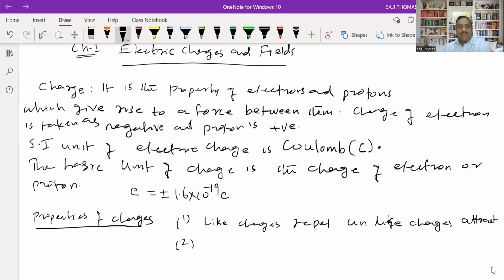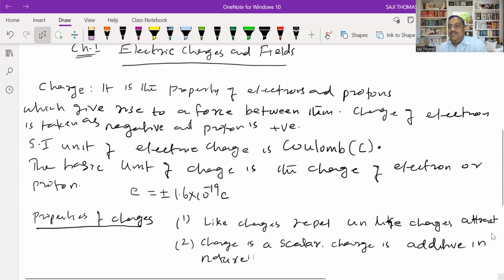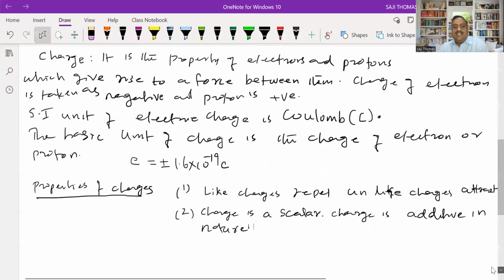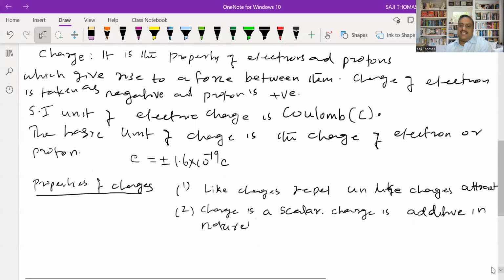So what is the second property? Charge is a scalar. You know what a scalar quantity is, no direction, right? Charge is additive in nature. What is the meaning of charge is additive? If an object contains many charges, positive charges, negative charges, all types of charges, the total charge will be the algebraic sum of all the individual charges. This is the meaning of charge is additive in nature.